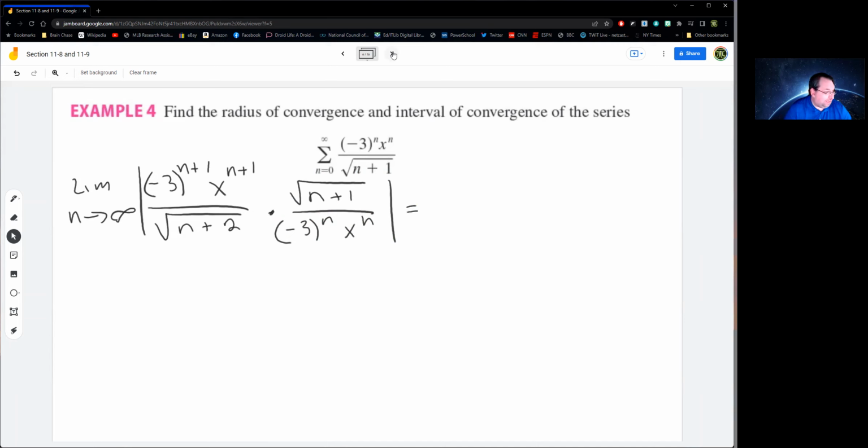All right, so now we can simplify this down some. I'm going to put the square roots on top of each other. So I have the square root of n plus 1 over n plus 2. I'm going to have -3 and x left over.